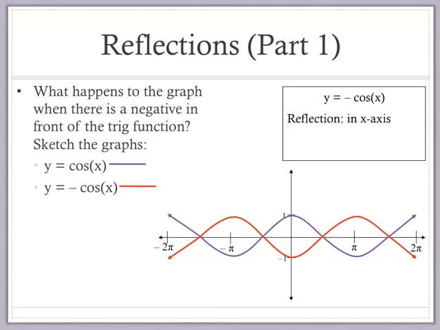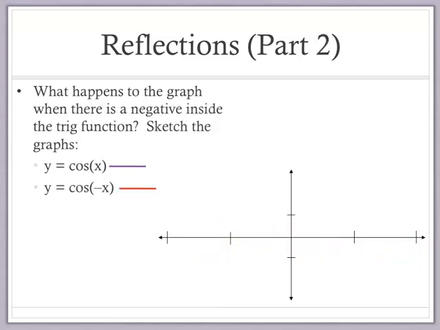Okay, so if you have a negative out in front, then that means there is a reflection in the x-axis. On the other hand, if you have a negative on the inside of the function, for example, y equals cosine of negative x, you might be able to guess this is going to be a reflection in the y-axis. Now for cosine, what does that look like?